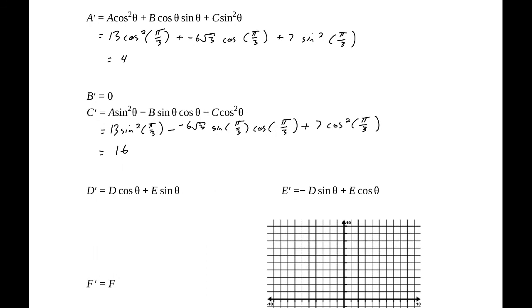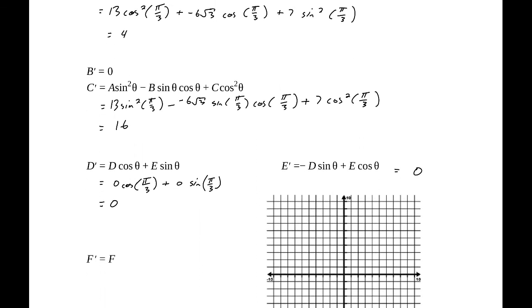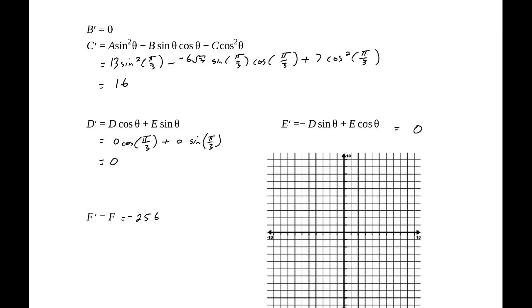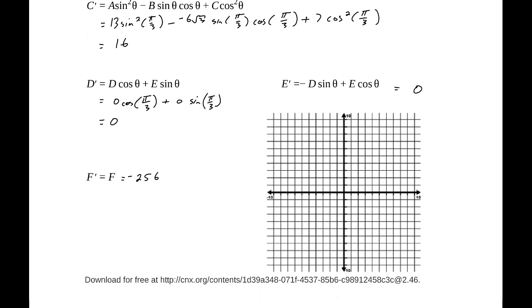Our D prime is going to be D cosine theta, and our value of D was 0. Doesn't actually matter what theta is in this case. Our value of E was also 0. So our D prime is 0. For the exact same reason, E prime is 0 because our D and E values are 0. And F prime is going to be equal to F, which is negative 256. This brings our new equation to 4x squared plus 16y squared minus 256 equals 0.